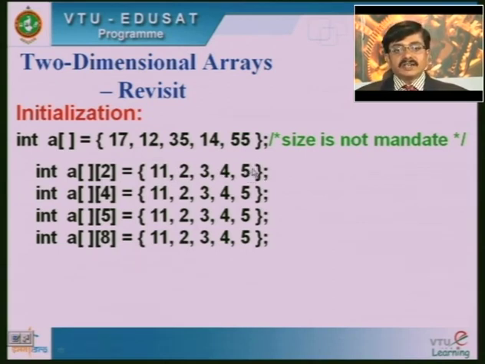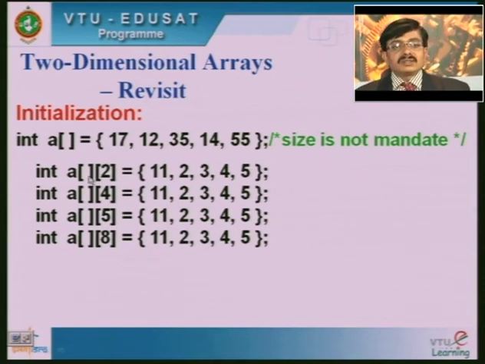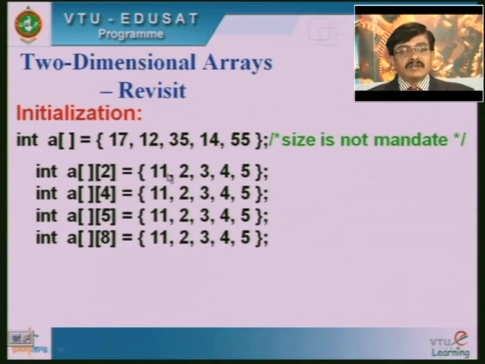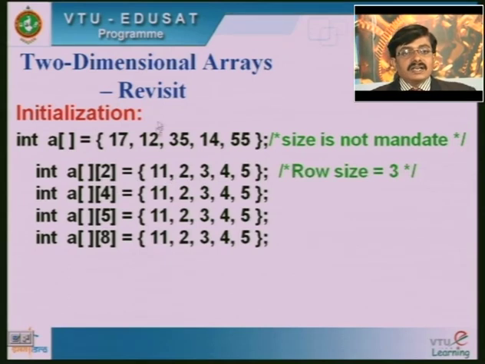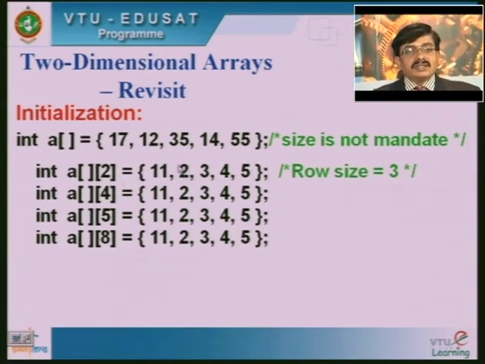Since I am mentioning only 5 elements here, we compute that the row size of this particular declaration will be 3. So, A of 0 0 will be 11, A of 0 1 will be 2, followed by A of 1 0 will be 3, A of 1 1 will be 4, and A of 2 0 will be 5, and 2 1 is not mentioned, so it will take the value 0. See, here the column size is compulsory. If we don't know the column size, we cannot judge how many elements have to be in each row. So, this is the guiding rule here.